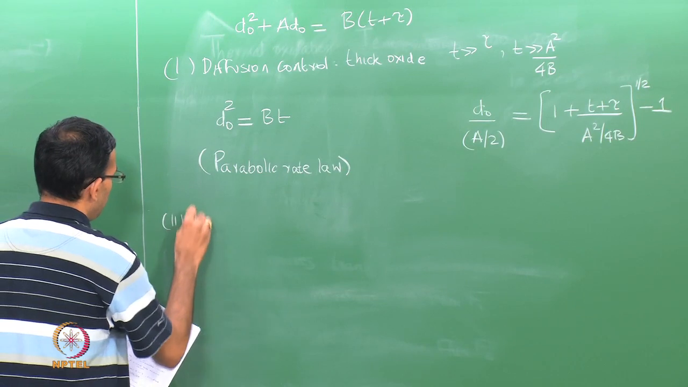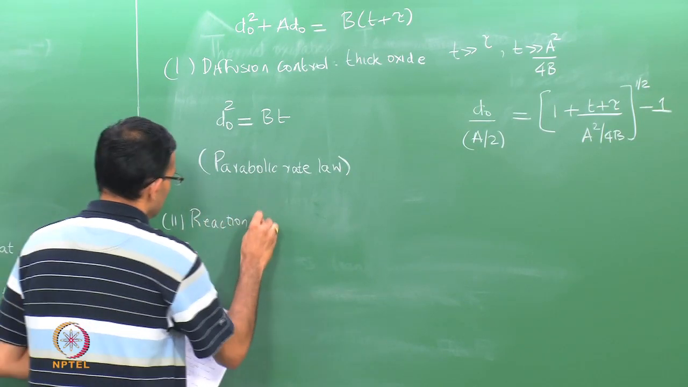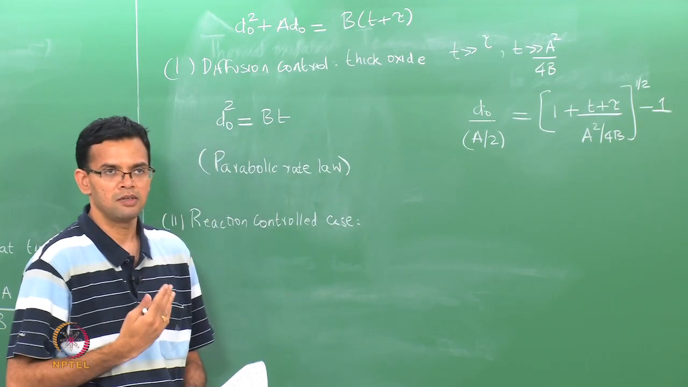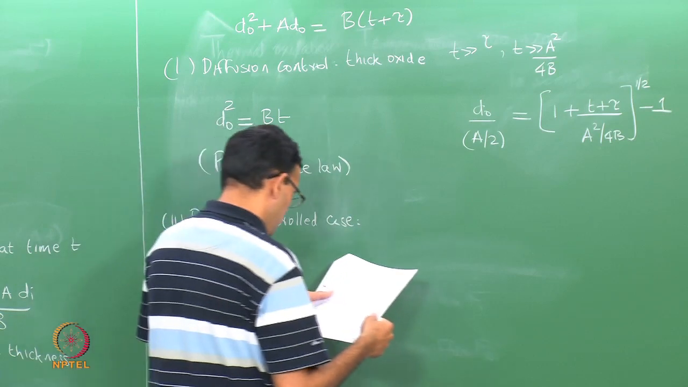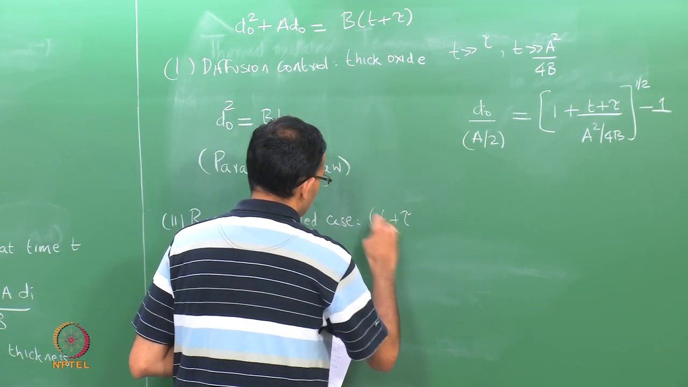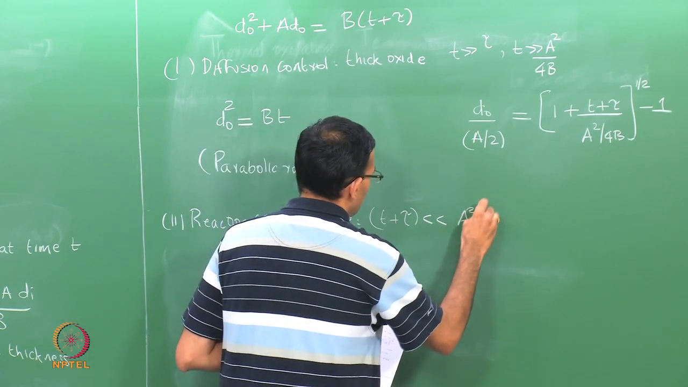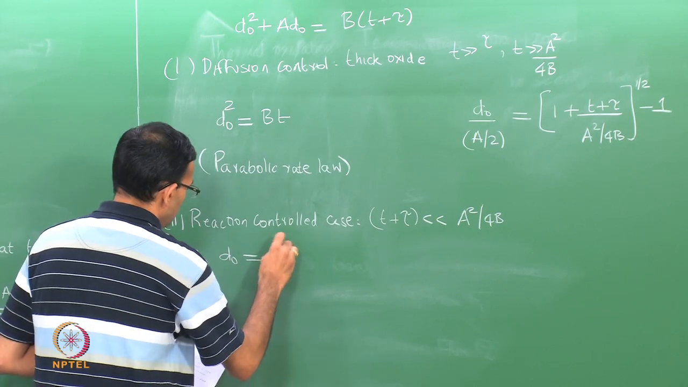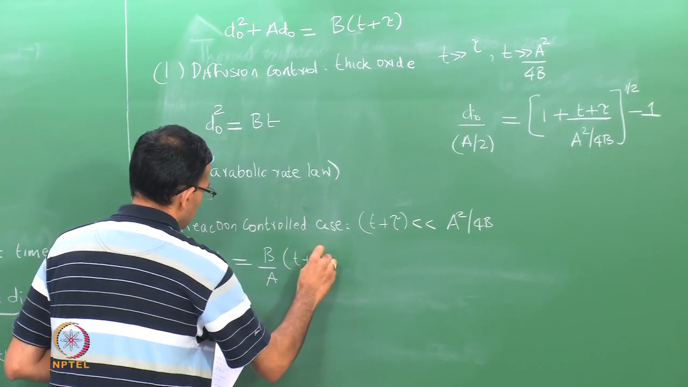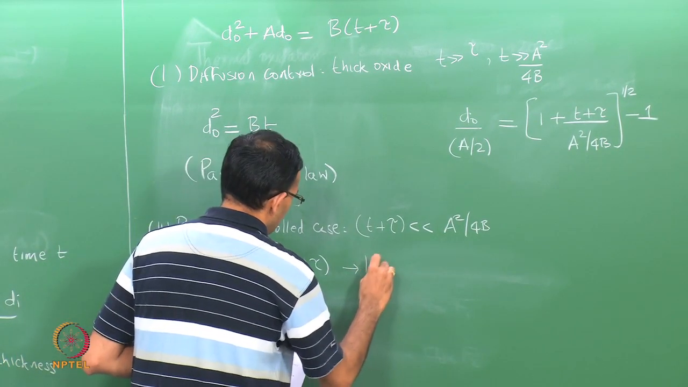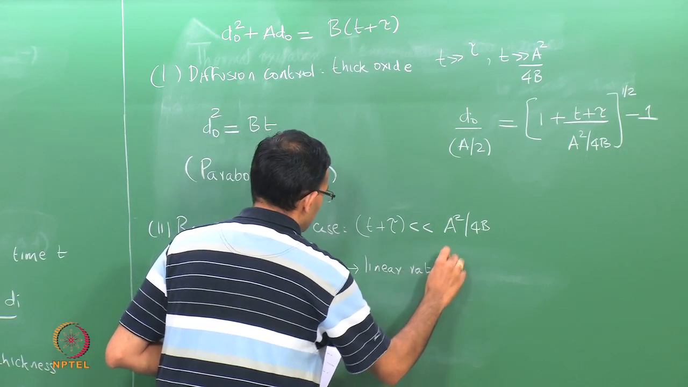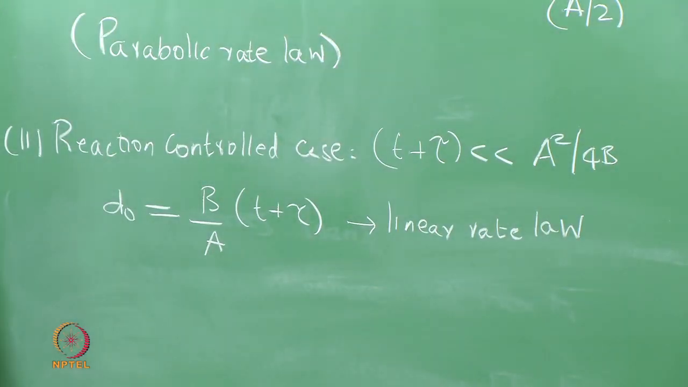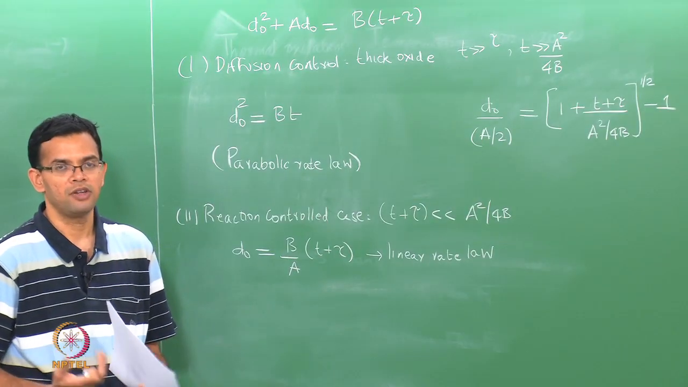On the other hand, when you have a reaction control case, here the diffusion is fast, but the reaction with the silicon is slow. So in this particular case, t plus tau is much smaller than a square over 4b. So the final expression is d naught equal to b over a, t plus tau, which is a linear rate law. So, based upon these equations, the conclusion is that as you have a thicker oxide layer, it takes more time to grow.